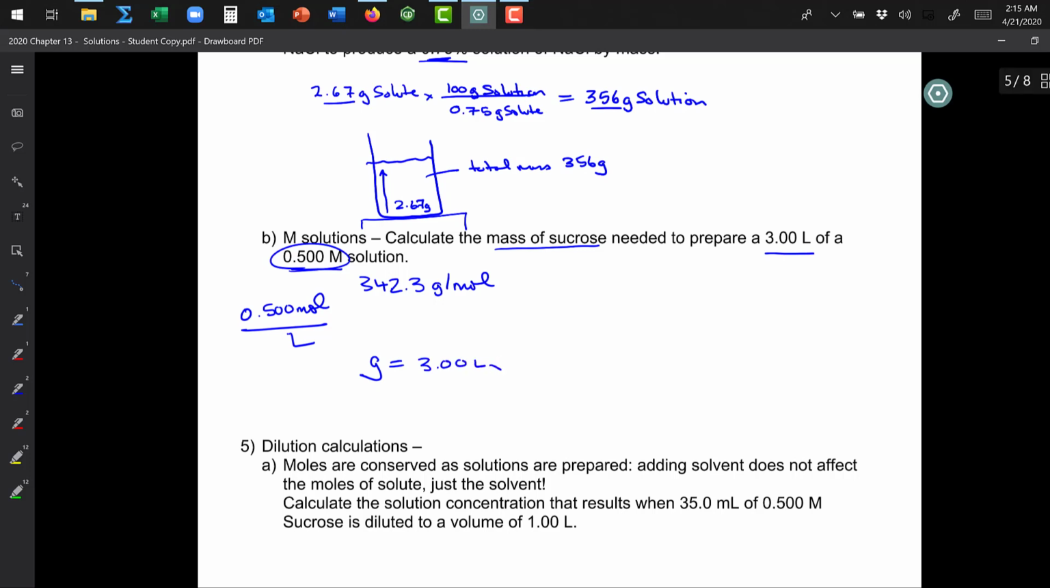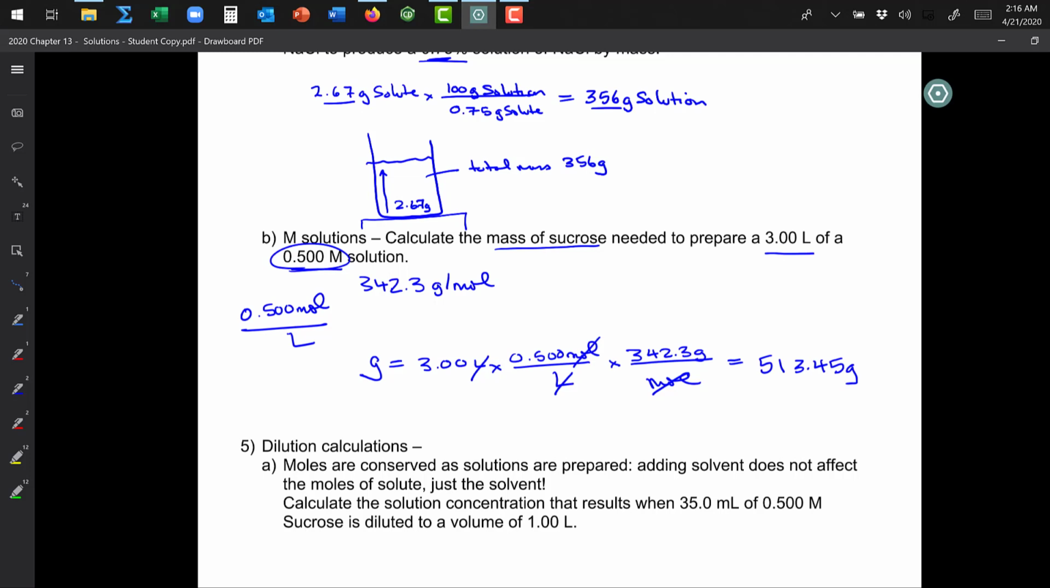3.00 liters times 0.500 moles per liter. That'll cancel the liters of solution out, and then we'll go ahead and calculate 342.3 grams per mole, and that'll cancel moles out, and that'll give me my mass of sucrose that I need. And that comes out to be 513.45 grams. So how do we actually make this solution?